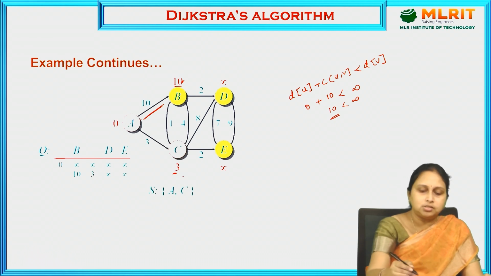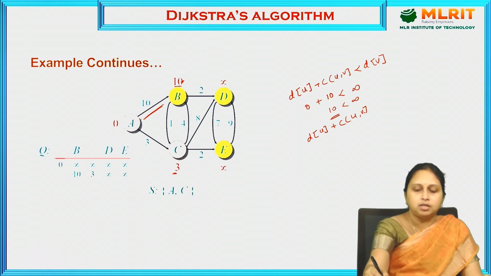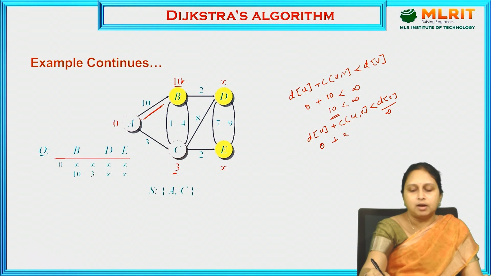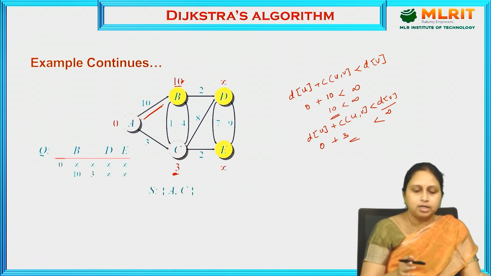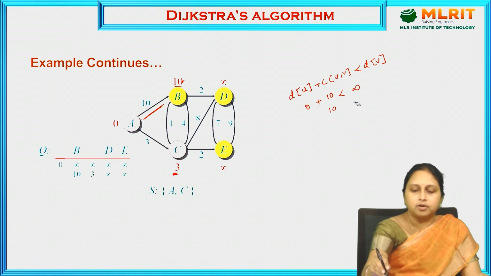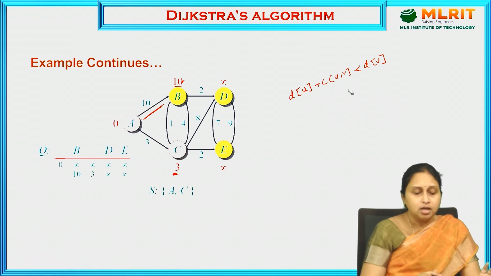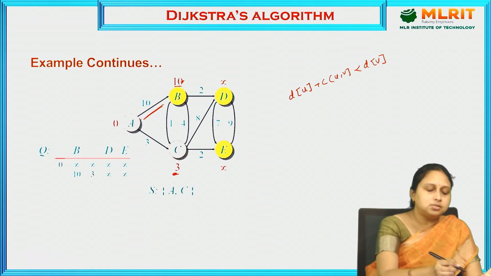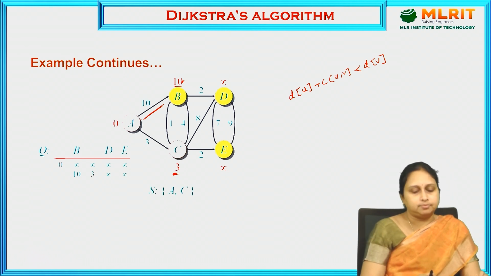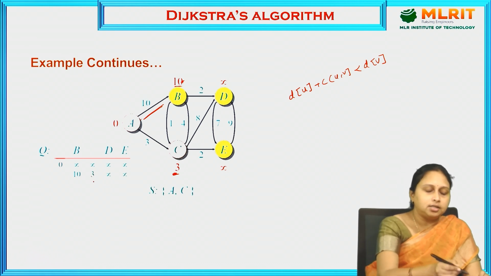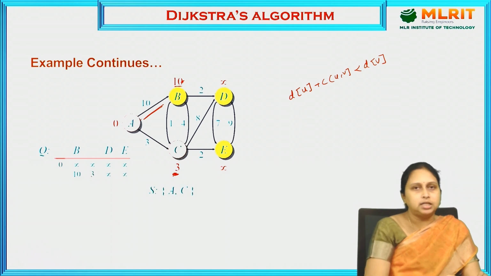In the same way for this case also, D of U is 0 plus cost of U comma V is less than D of V. Here this is infinity, this is 0, and the value is 3. 3 is less than infinity, so I am going to replace it with this minimum value at that particular node, right? Like this way we have found it. After placing these values at those vertices, which is the minimum among these 10 and 3? That has to be selected. Among 10 and 3, 3 is the minimum value.